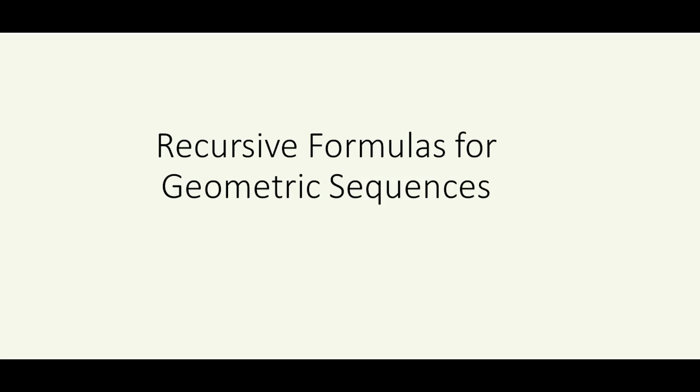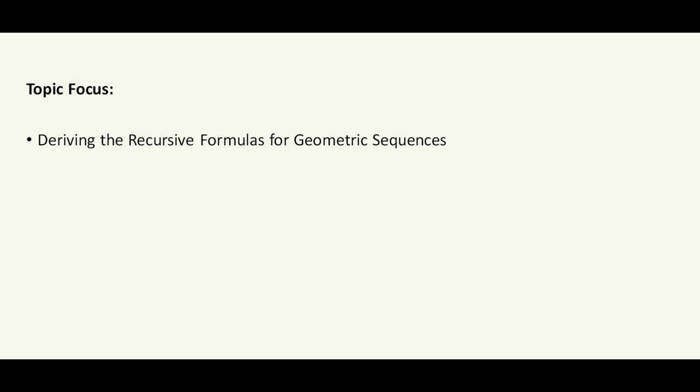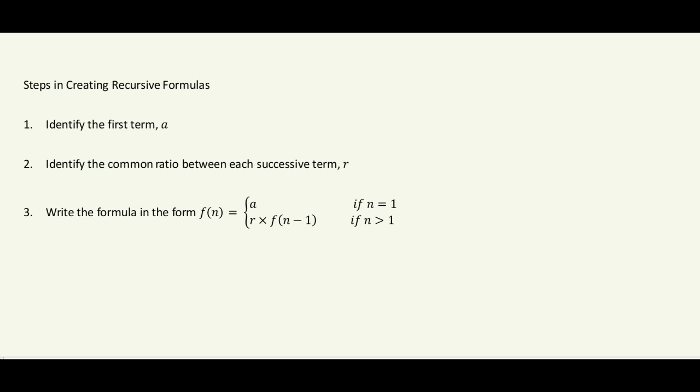Let us spend some time looking at recursive formulas for geometric sequences. The focus of this topic is just going to look at the steps that we need to follow to arrive at this recursive formula. Now let's look at the steps. We're going to start by identifying the first term, which is a, and then we're going to identify a common ratio between each successive term, and then we're going to write the formula in this form.